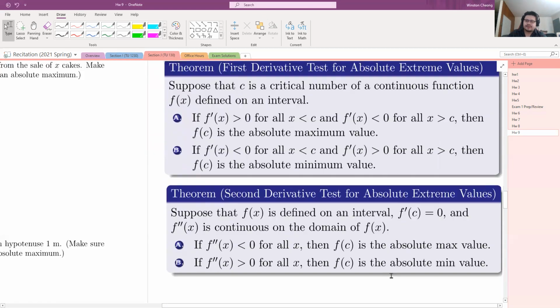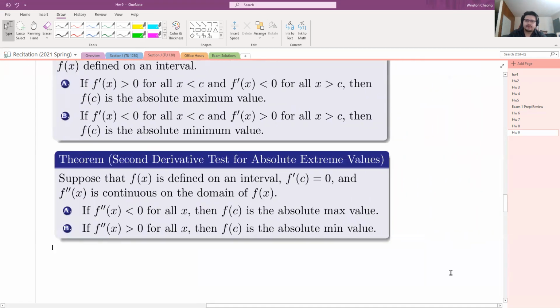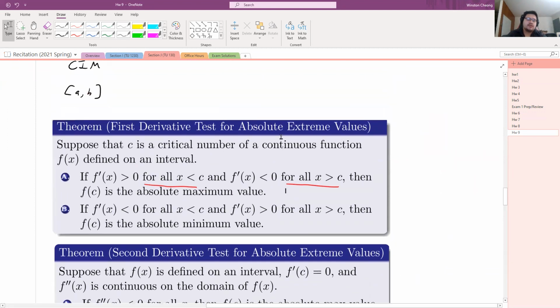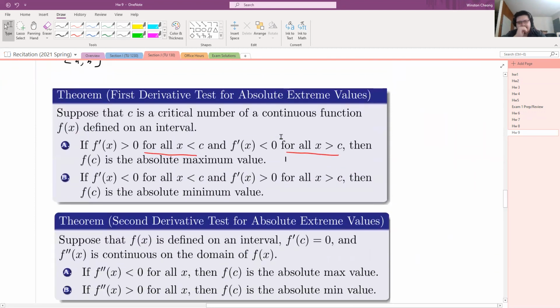I'm going to try to explain what these are about and how they differ from the usual first and second derivative tests. The wording is something you have to be very aware of. Notice in this first derivative test, it's saying for all x less than c and then for all x greater than c. That for all is actually a for all on a domain, talking about some defined interval.